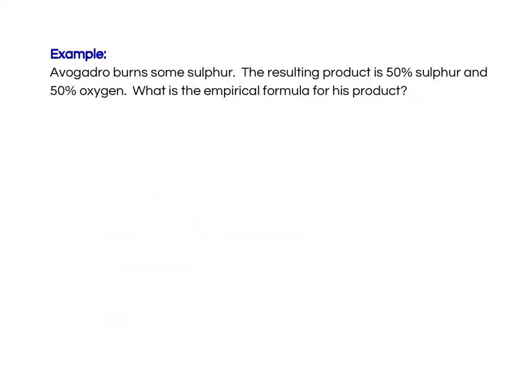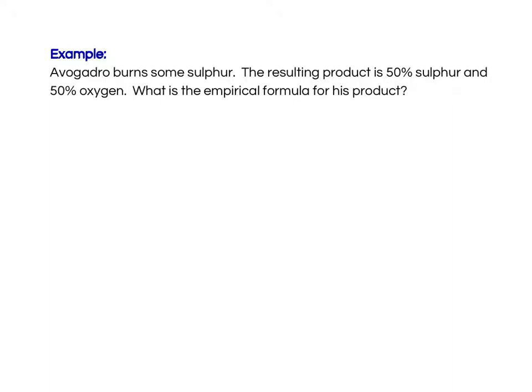All right, so let's read out our first problem here. It says that Avogadro burned some sulfur, and you need to know that whenever you're burning any element, you're reacting it with what? Well, with oxygen, right? Oxygen is required when you're burning anything, when you're combusting a material. So Avogadro's burning some sulfur, and he realizes that the resulting product is 50% sulfur and 50% oxygen. What is the empirical formula for his product?